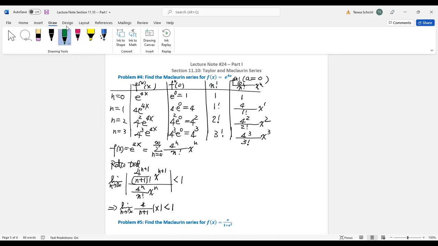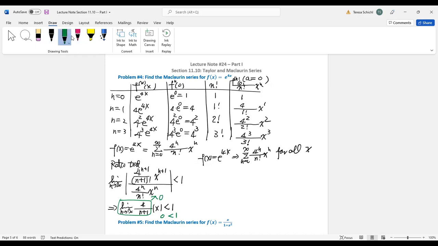It's just like we did before. What is this term here? This term will approach 0, right? So you're going to have 0 less than 1. So it's true for every value, right? So I know f of x equals e to the 4x, I can write it as this series, the sum from n equals 0 to infinity of 4 to the n over n factorial, x to the n, for all x, okay?